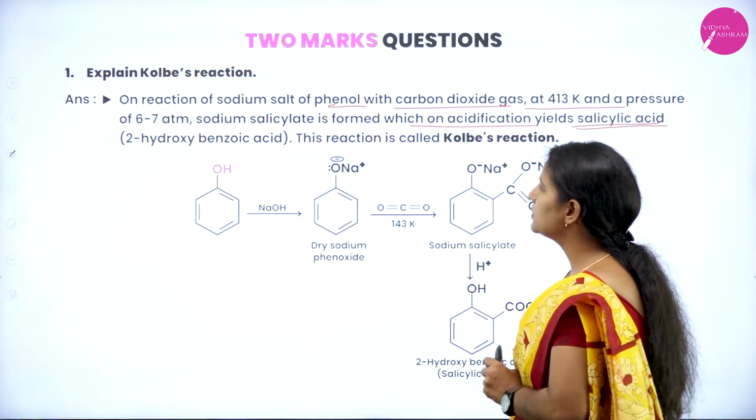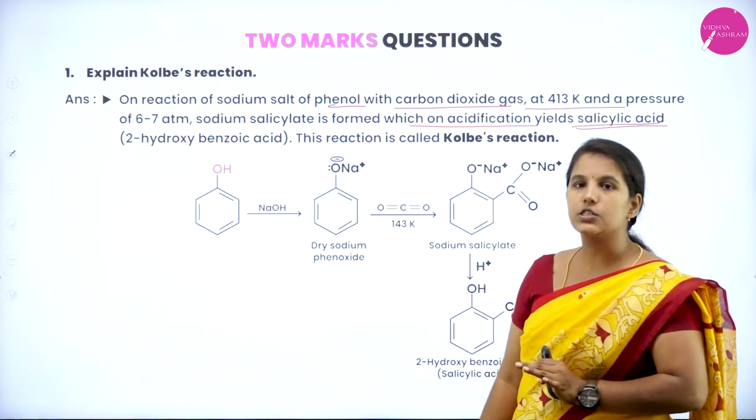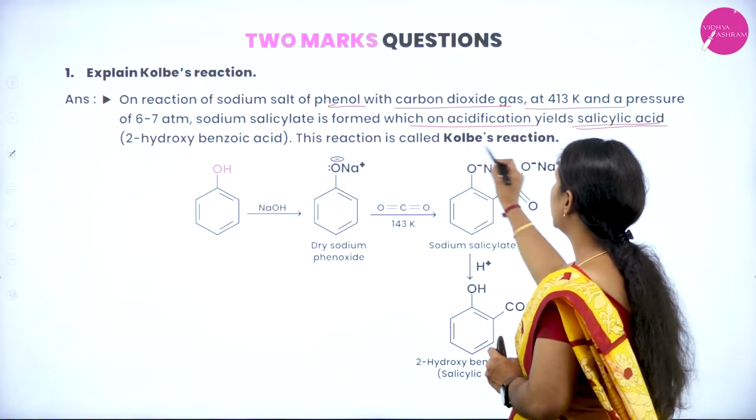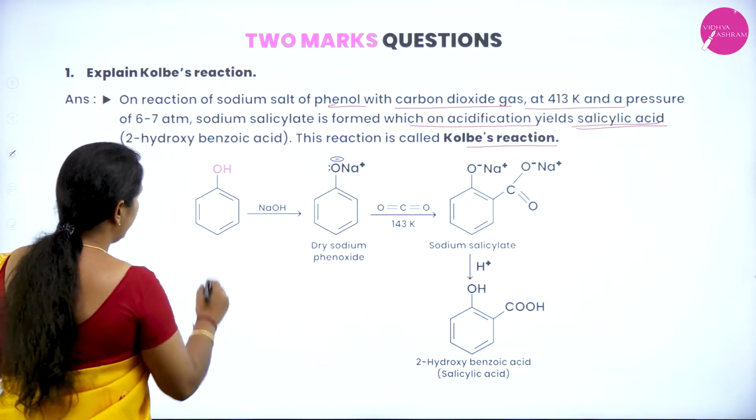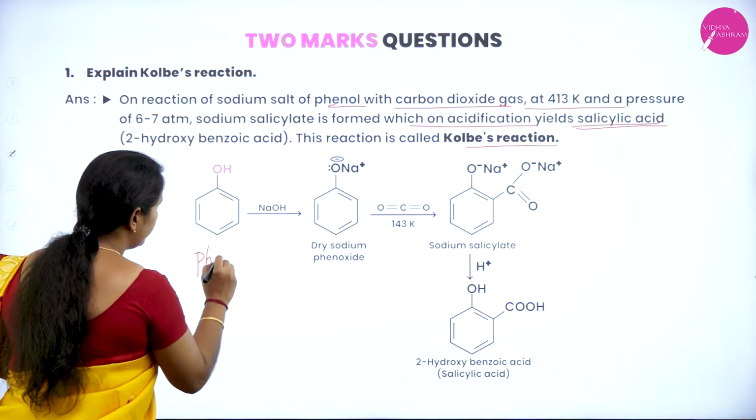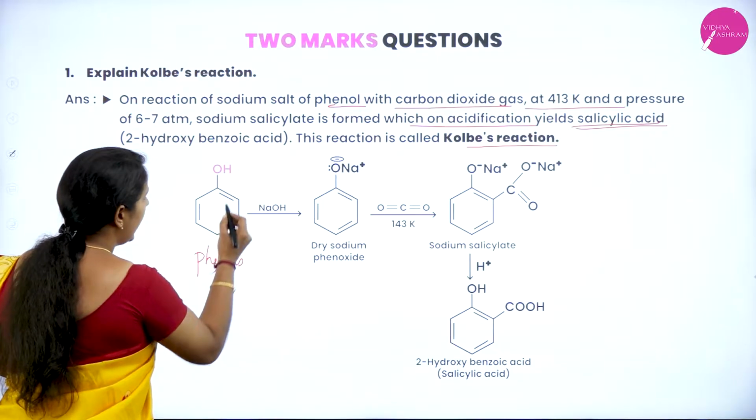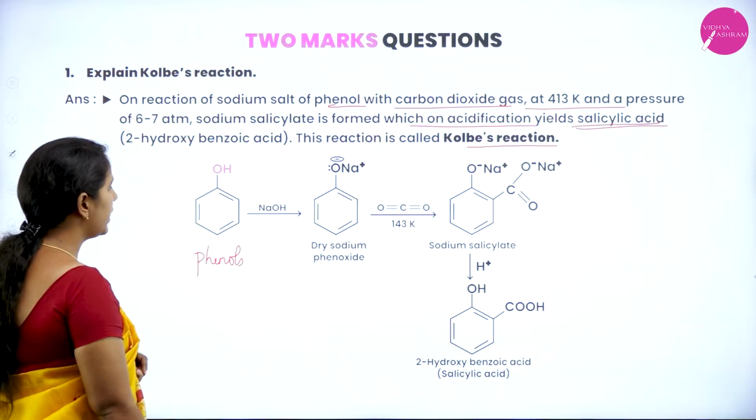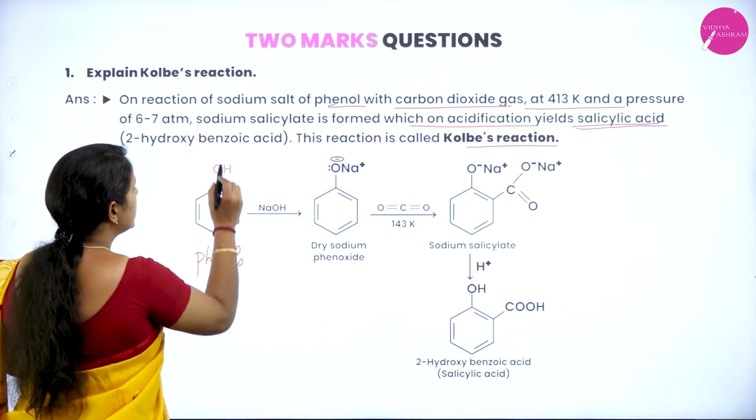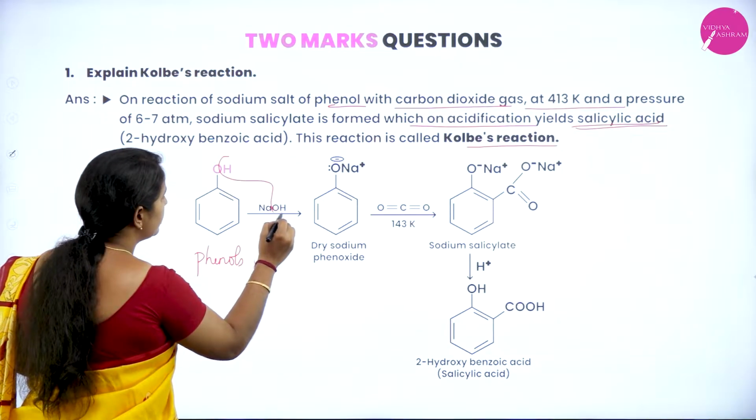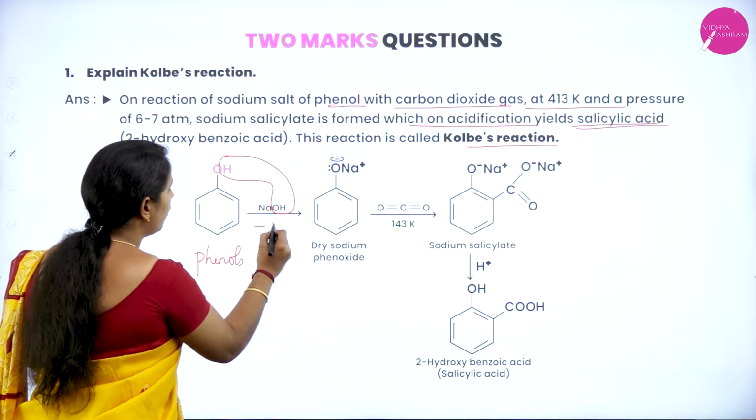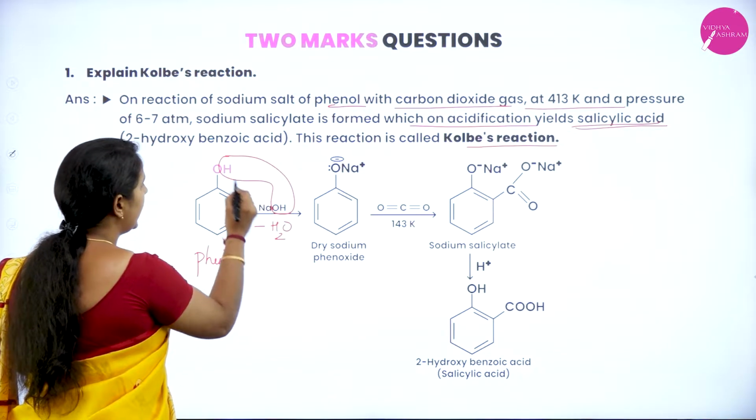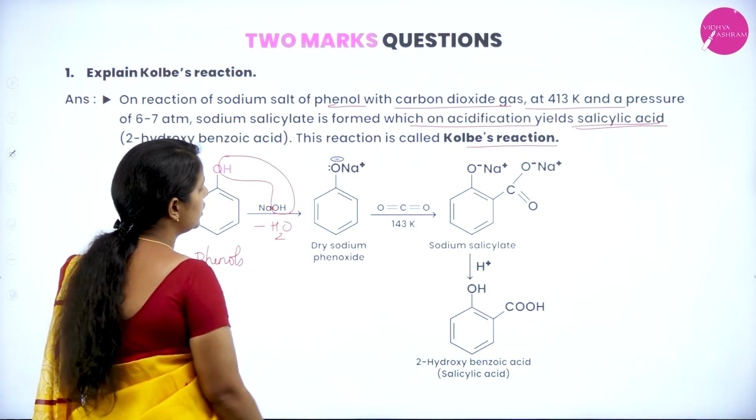which is also known as what? 2-hydroxybenzoic acid, and this is known as Kolbe's reaction. So here you can see that we have taken the phenol, which is allowed to react with a very strong base. You can see that the H and OH from the base will be removed in the form of a water molecule, and the remaining Na will go and attach to the oxygen.